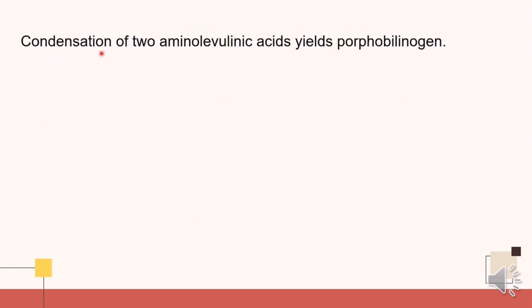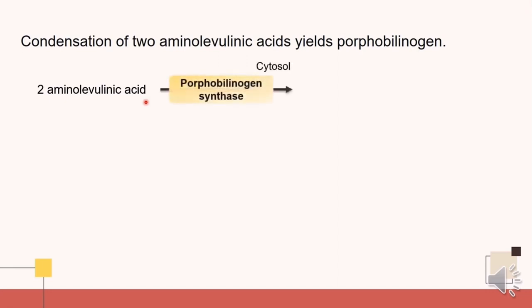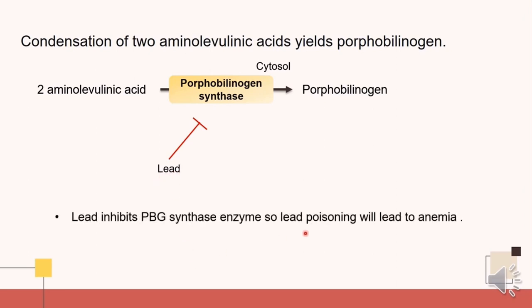Now, the condensation of two aminolevulinic acids yields porphobilinogen. So two aminolevulinic acids will produce porphobilinogen by the enzyme porphobilinogen synthase. This reaction occurs in the cytosol. This enzyme, porphobilinogen synthase, will be inhibited by lead. And that's why lead poisoning will lead to anemia, because lead will inhibit porphobilinogen synthase. This will lead to inhibition of the heme synthesis pathway and will produce anemia.